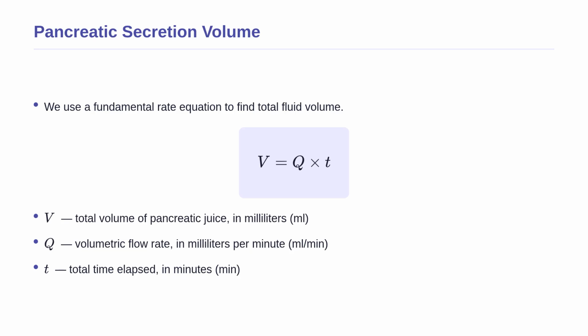In this equation, the symbol V stands for the total volume of pancreatic juice secreted, measured in milliliters. The variable Q represents the volumetric flow rate, which is how fast the fluid is being produced every minute. Finally, the variable T represents the total time elapsed during the digestive process. If either the flow rate, Q, or the time, T, increases, the total volume, V, will increase proportionally, meaning the pancreas has to work even harder.